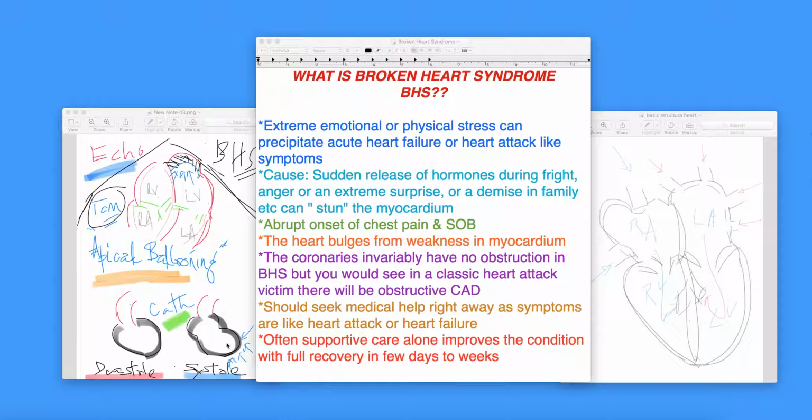So as a result, this muscle function will return and start looking like this. And when it starts looking like this, as I've shown in the right panel, that's when they get discharged, and then in 4 to 6 weeks or a maximum of 8 weeks, they should return to their full activity status.